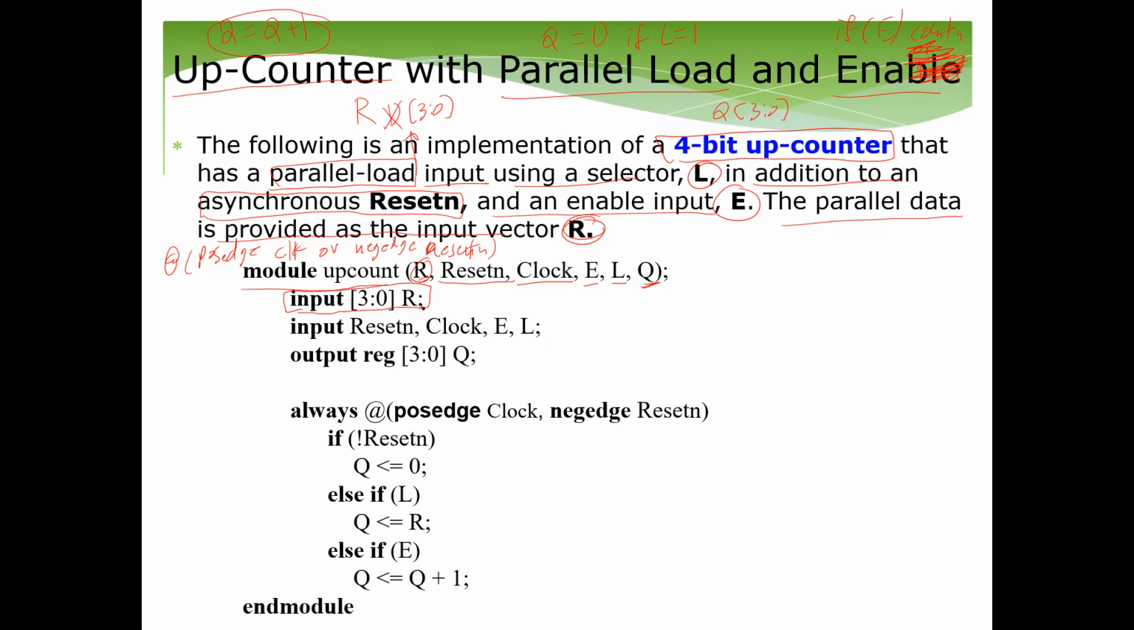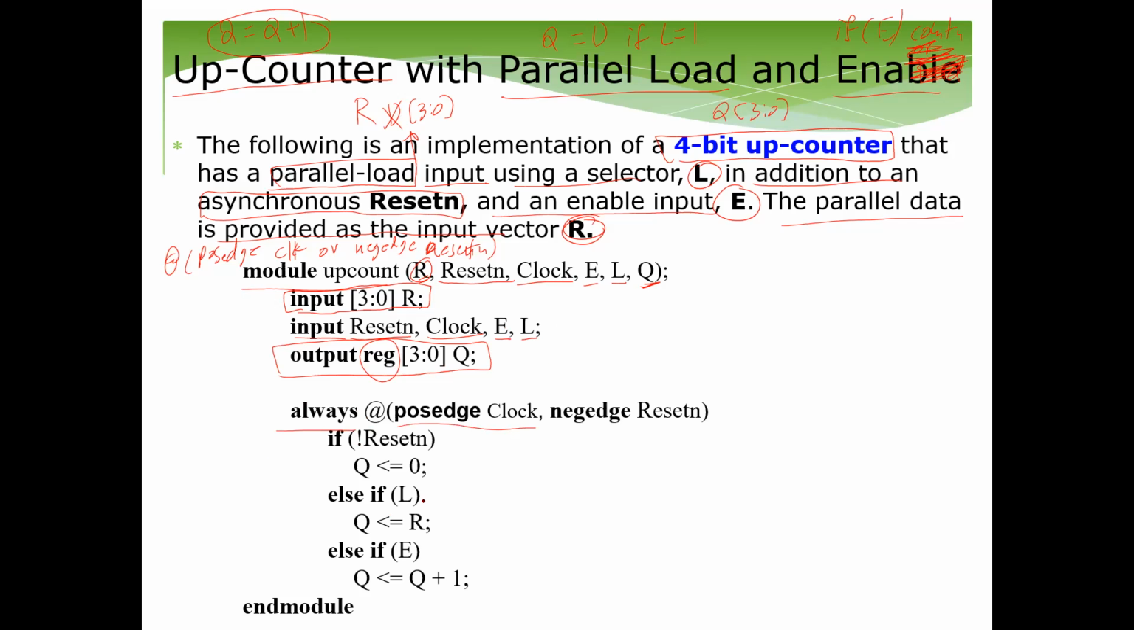So this is going to be input 3 to 0 R to make it a 4-bit input. I have single-bit inputs, which are reset N, clock, E and L, the control signals plus the clock. I'll have an output reg of Q. Now always remember to declare this as reg, because inside an always statement, if it's not a reg, it will give you an error. Okay, now write your code.